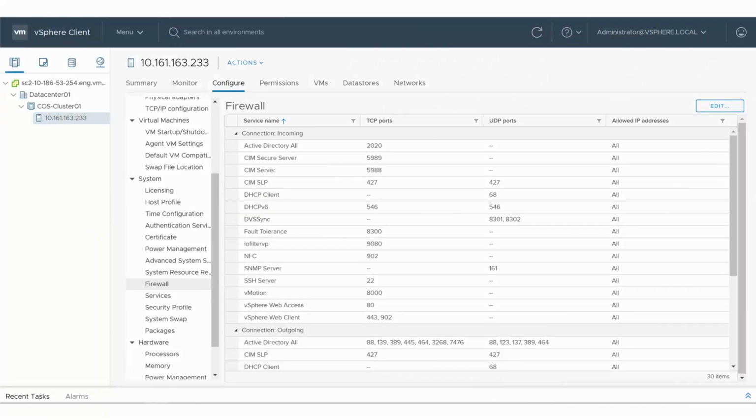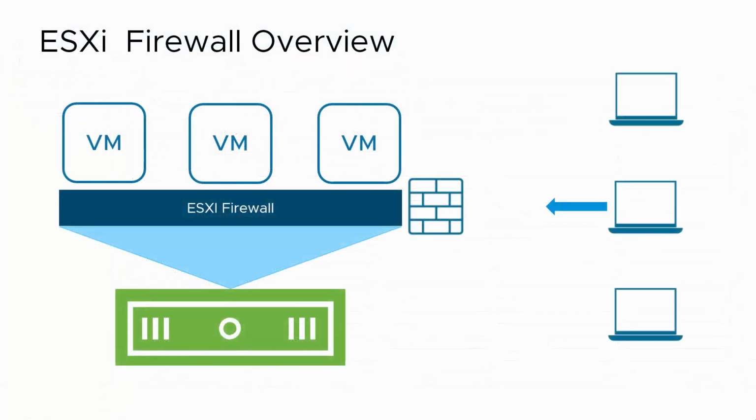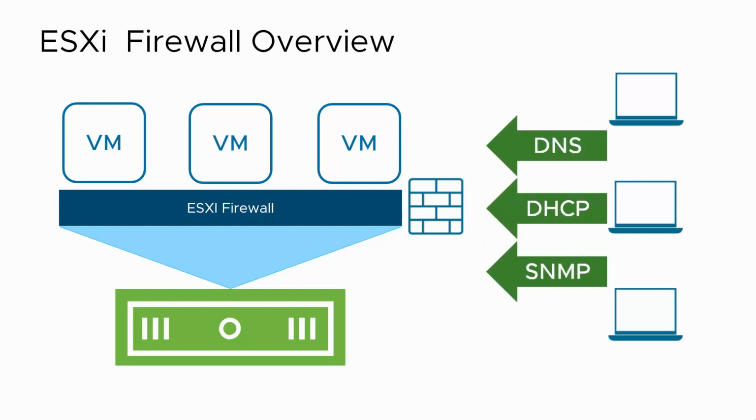This video provides a high-level overview of the ESXi firewall and how you can use it to best protect the ESXi hosts in your environment. The ESXi management interface is protected by a firewall that is enabled by default. At installation time, the firewall is configured to block incoming and outgoing traffic, except traffic for certain default services, such as DNS and DHCP.